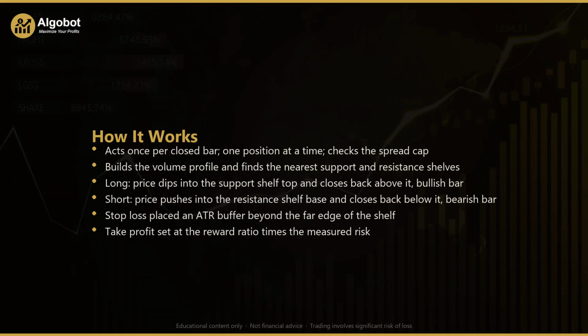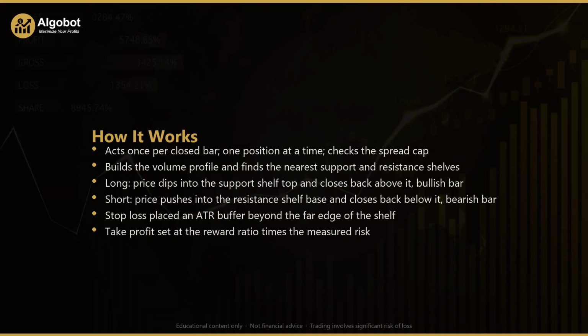Now the entry logic. For a long, three conditions must all be true on the just closed bar. The bar's low must dip into the support shelf zone, coming within a tolerance measured in average true range units of the shelf top. The close must finish back above the shelf top, showing the level held. And the bar must be bullish, closing above its open. When all three line up, the strategy reads this as buyers defending their inventory, and it signals a buy.